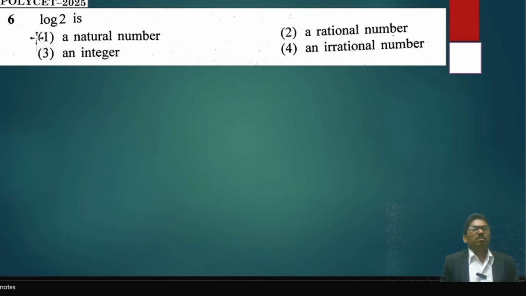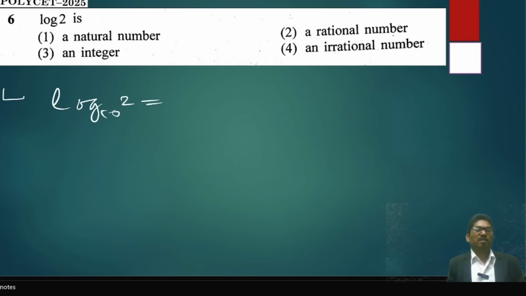Next, question 6. Log 2 is: a natural number, a rational number, an integer, or an irrational number. By observing, we can answer that log 2 is an irrational number. We can't find the value of this. For example, log 2 base 10.